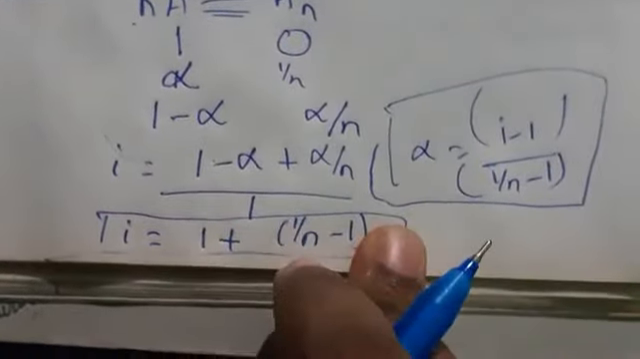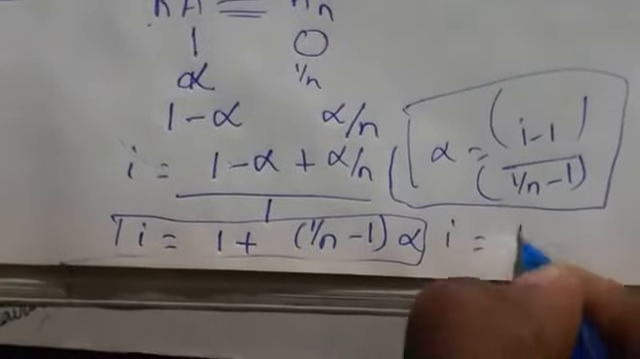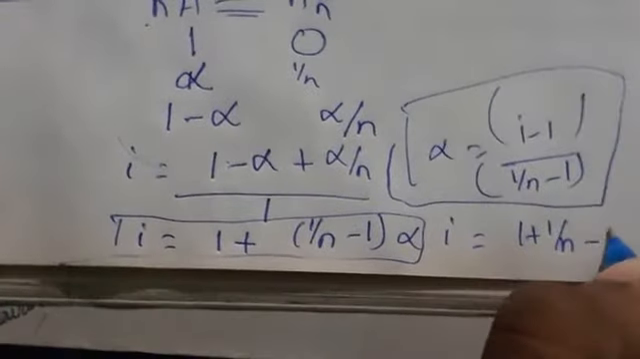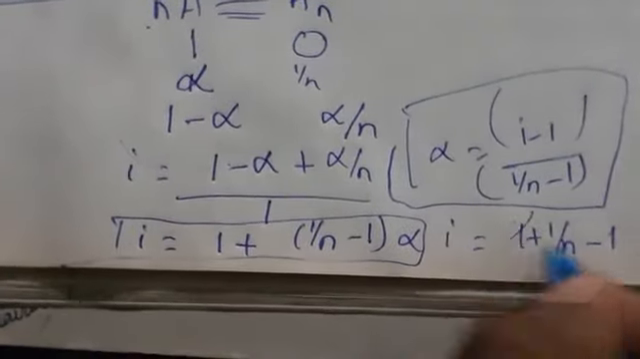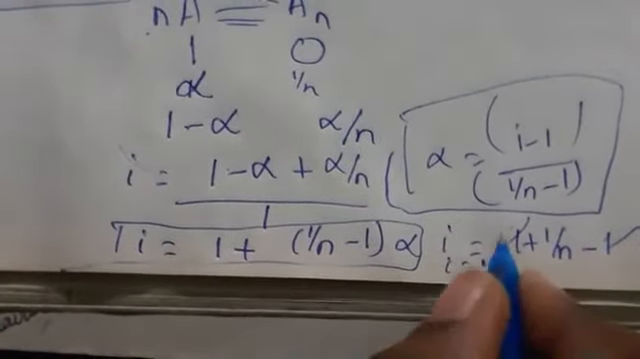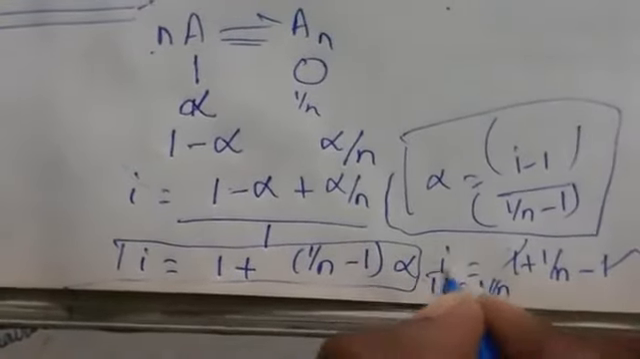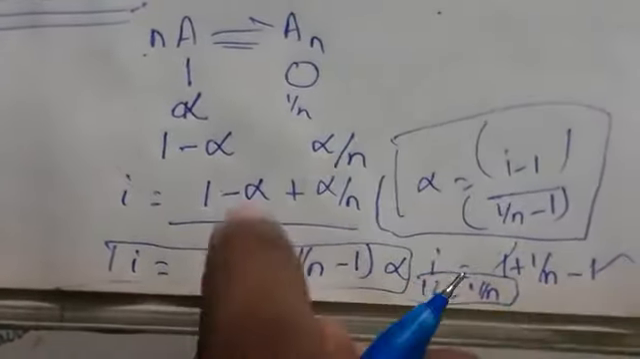If you put the alpha value as 1, what do you get? i is equal to 1 plus 1 by n minus 1, and 1 minus 1 cancels. So i is equal to 1 by n is the Van't Hoff factor value. So this is for the degree of association.